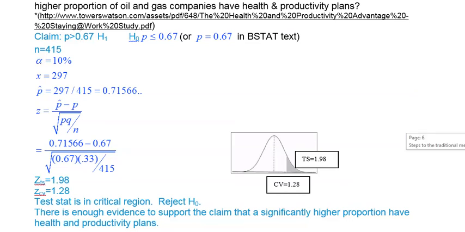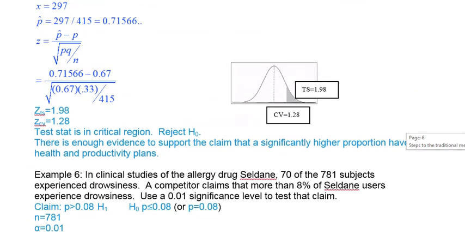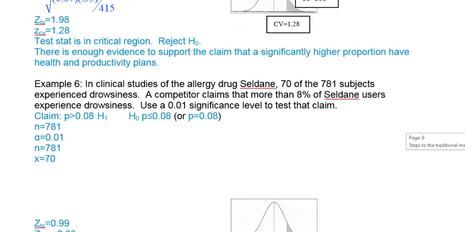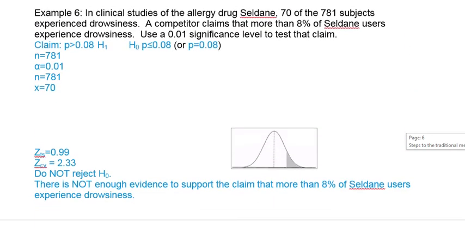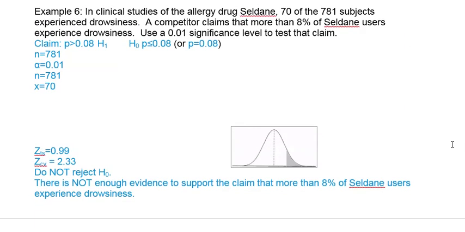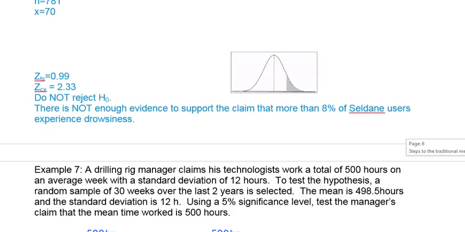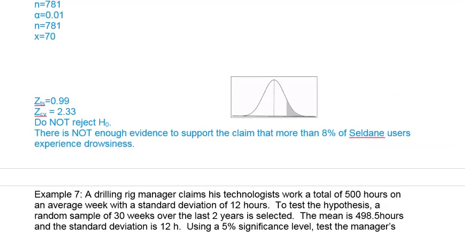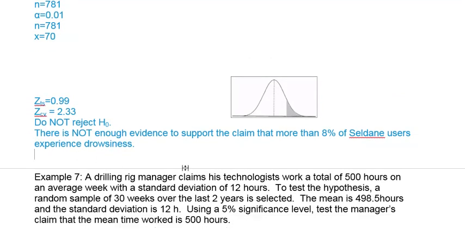I'm going to skip over example 6 and say try that one on your own. So just quickly, I'll show the results so that you can compare them to your own. And we're going to move on to example 7 because it's a little bit different.